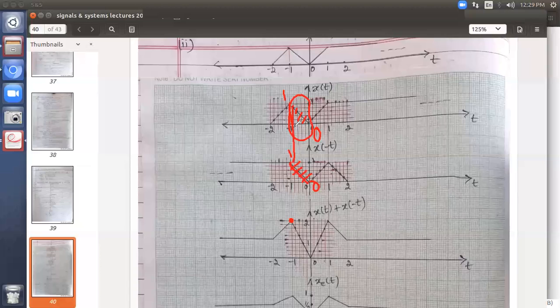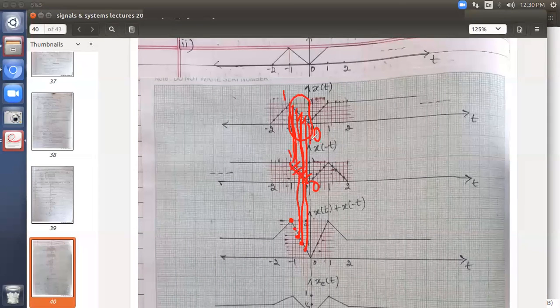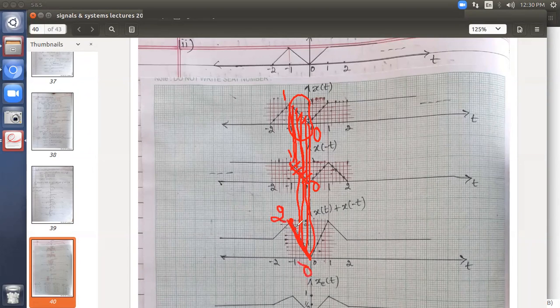Then 0.8. 0.8 plus 0.8, 1.6. Somewhere here, let me point it. Then 0.6 plus 0.6, 1.2. Mark it on the graph sheet. 0.4 plus 0.4, 0.8. 0.2 plus 0.2, 0.4, then 0, 0. So there is a straight line slope with a decrement from 2 up to 0, the amplitude is decreasing from 2 to 0.